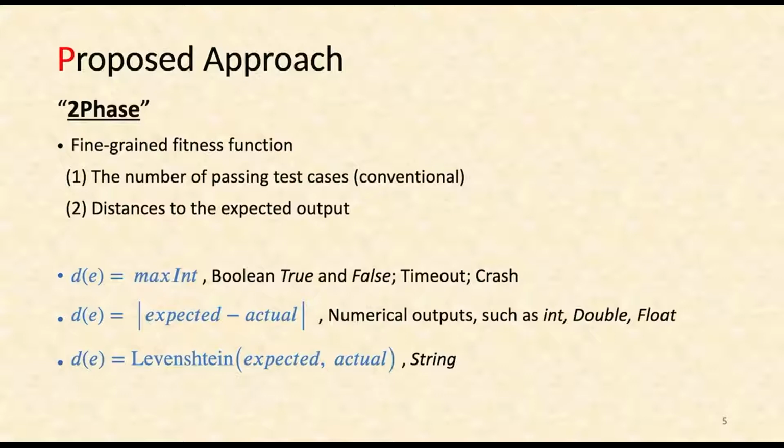Here are 3 examples of the distance metric. If the wrong output value is Boolean, or the test is timeout or crashed, then the penalty for this test case is a max integer. And for numeric outputs, the assertion distance is the absolute difference between the two numeric values. And for a wrong string output, we compute the Levenshtein distance between the 2 strings, which is the minimum edits required to make the strings the same. Please note that all the distances here will be normalized into the range of 0 to 1 and aggregated for each patch.